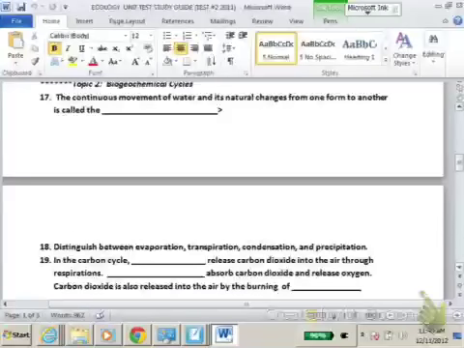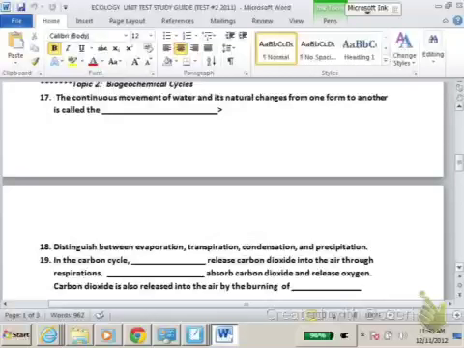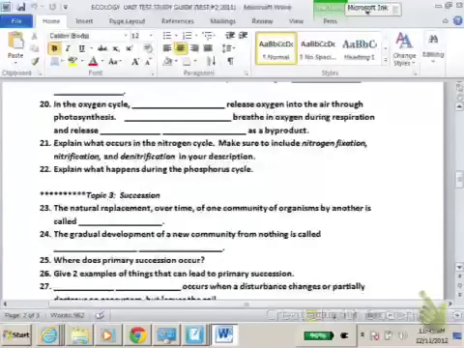Okay, number 19, in the carbon cycle, consumers release carbon dioxide into the air through respiration. Producers absorb carbon dioxide and release oxygen. Carbon dioxide is also released by the burning of fossil fuels. Okay, number 20, in the oxygen cycle, producers release oxygen into the air through photosynthesis. Consumers breathe in oxygen during respiration and release carbon dioxide as a byproduct.